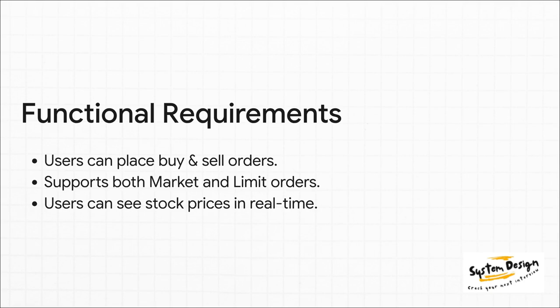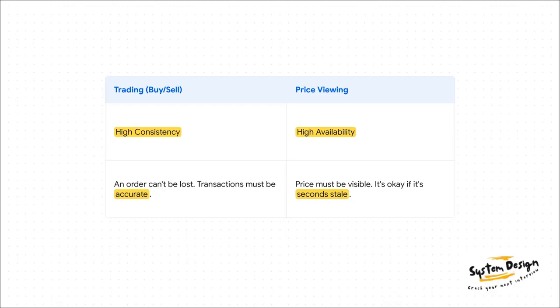And of course, the big one. Users need to see those stock prices updating live in real time. Now this right here, this is the core tension of the entire design. Our system really has two different jobs, and they have conflicting priorities. When it comes to trading, the actual buying and selling, consistency is everything. An order can never be lost. It is better for the service to go down for a minute than to make a mistake with someone's money.